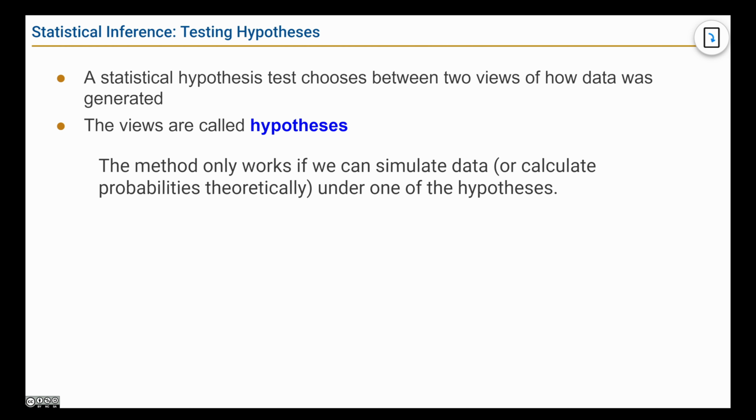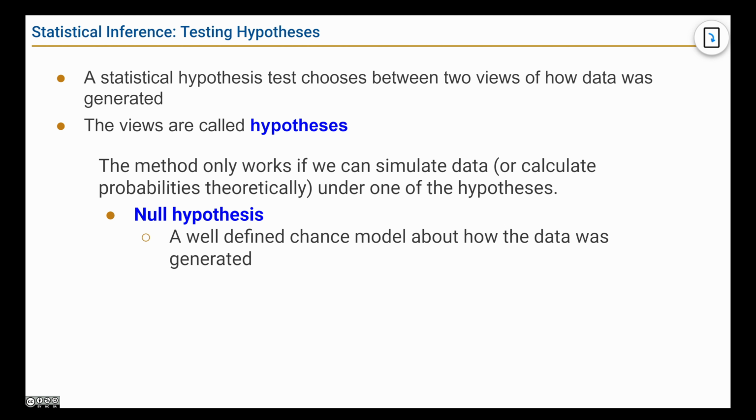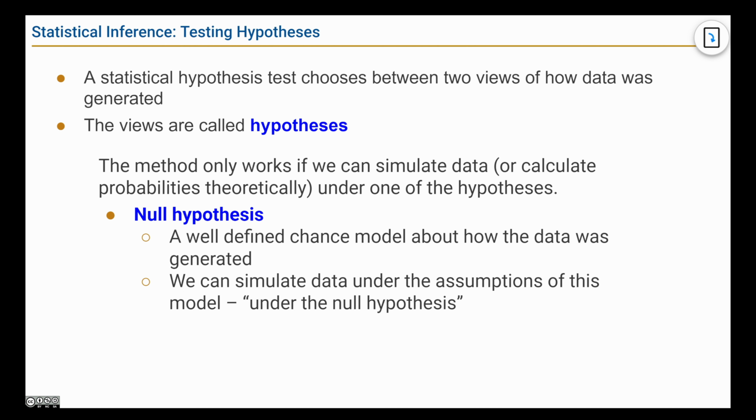This method, I'll point out, only works if you can simulate data or theoretically calculate distributions under one of the hypotheses. So the null hypothesis is basically your default assumption. It's a well-defined chance model about how the data was generated. And you need to be able to simulate data under the assumptions of this model. We'll call it simulating under the null hypothesis. So you have to set it up in a way such that it's something that you could either simulate or calculate directly.